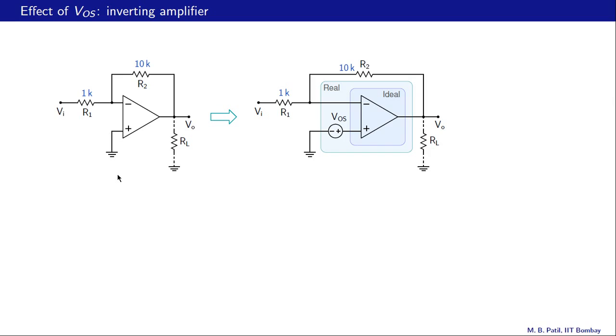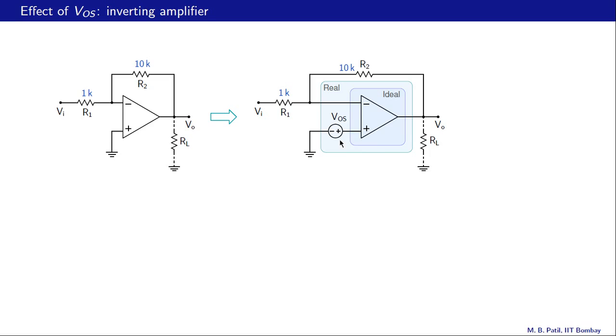Let us now look at the effect of the offset voltage on an inverting amplifier. Here is an example. R2 is 10K, R1 is 1K. So the gain of this amplifier is minus 10K divided by 1K, that is minus 10. This is our real op amp now, and so we replace that with the model that we have seen in the last slide, this model here, which consists of this part, which is the ideal op amp with no offset voltage, and a voltage source which represents the offset voltage.